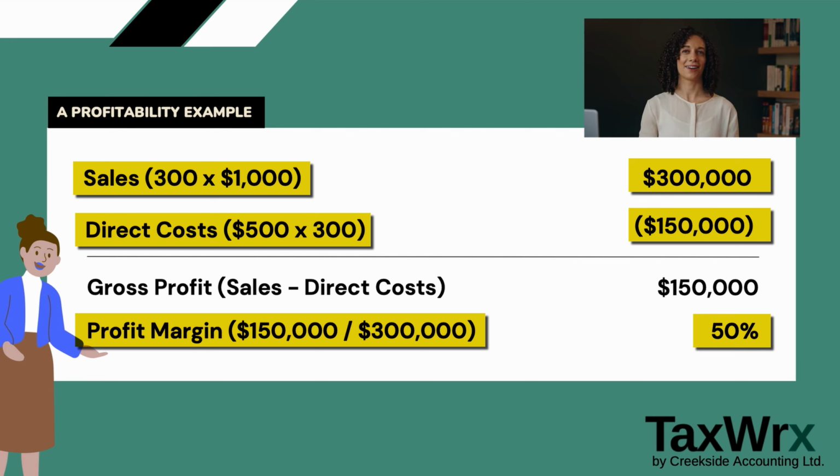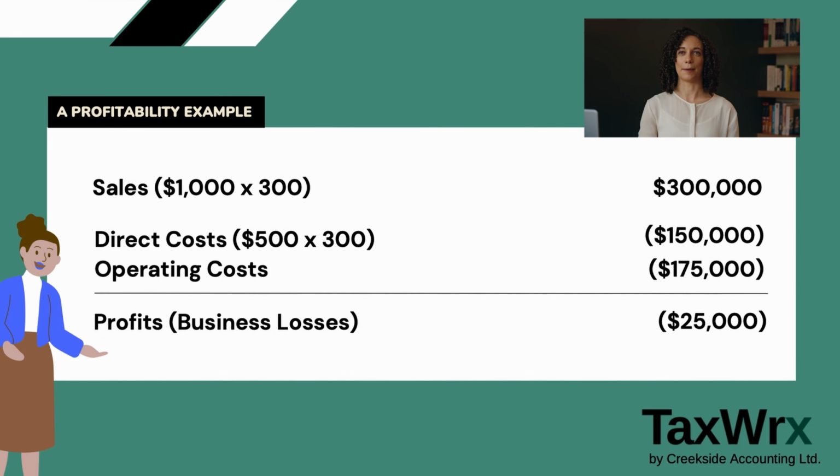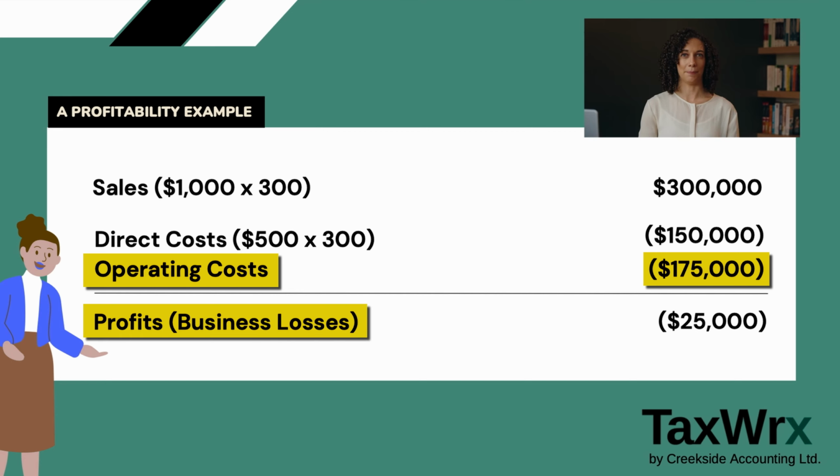But before we can pat ourselves on the back, we have to remember our operating expenses. Operating costs include things like advertising, office supplies, insurance, bookkeeping fees, and administration wages. These costs can quickly get out of control and may swallow up any profits. For example, let's say your operating costs are around $175,000 per year. Our remaining profit has actually resulted in a business loss of $25,000.